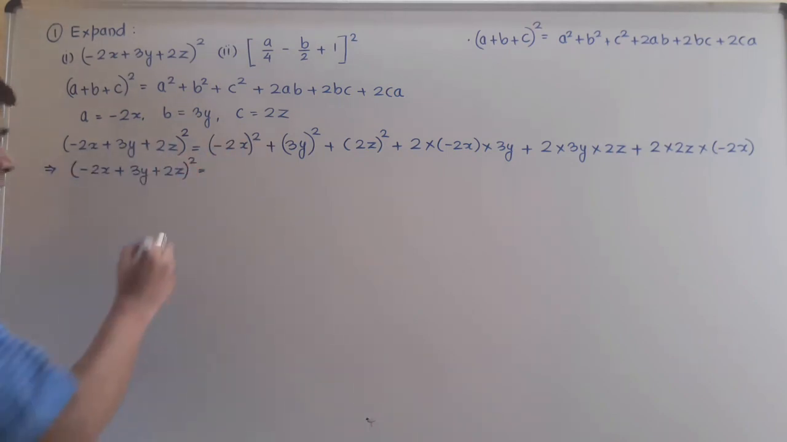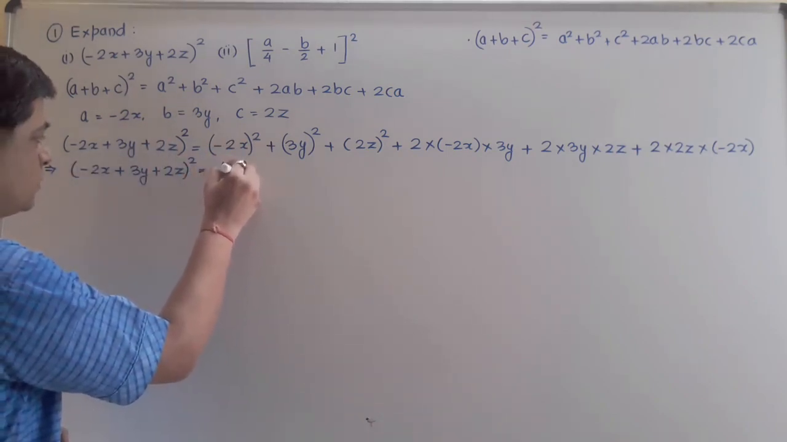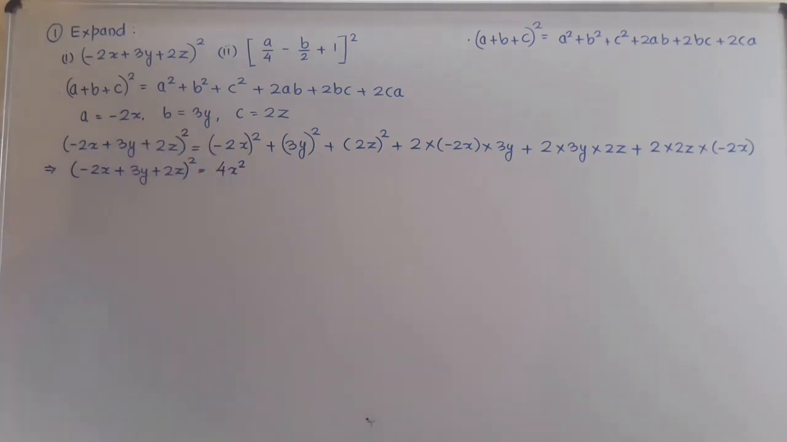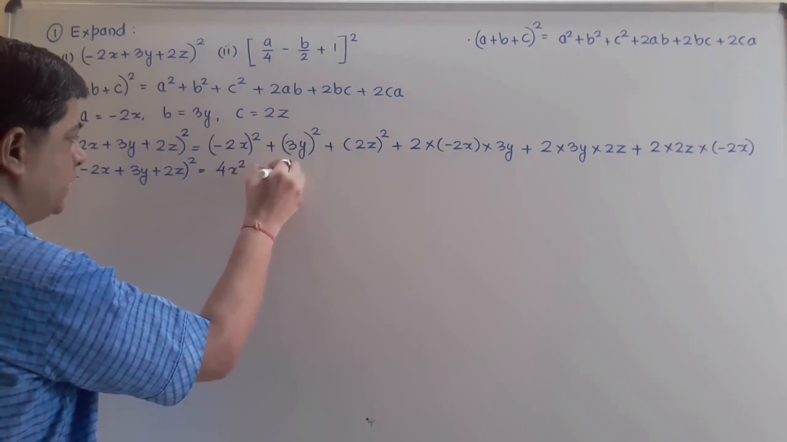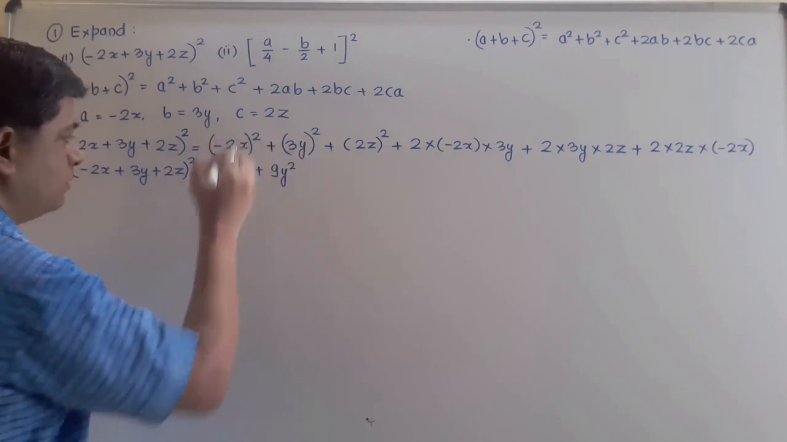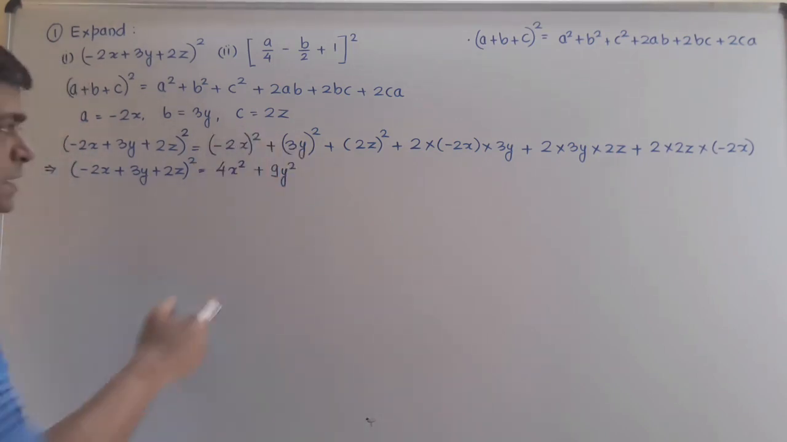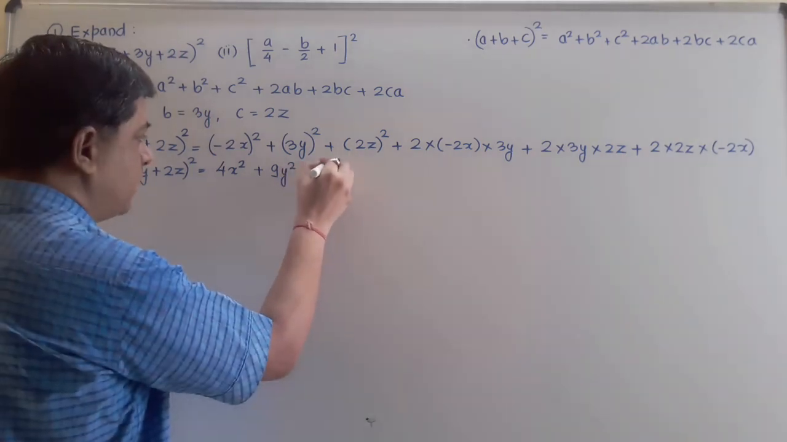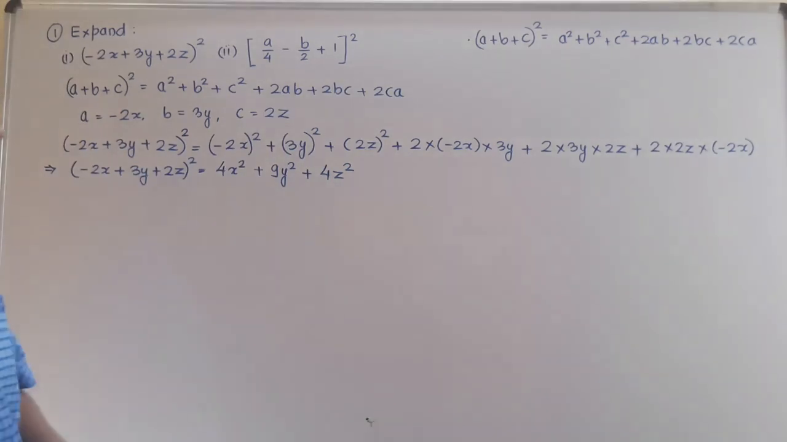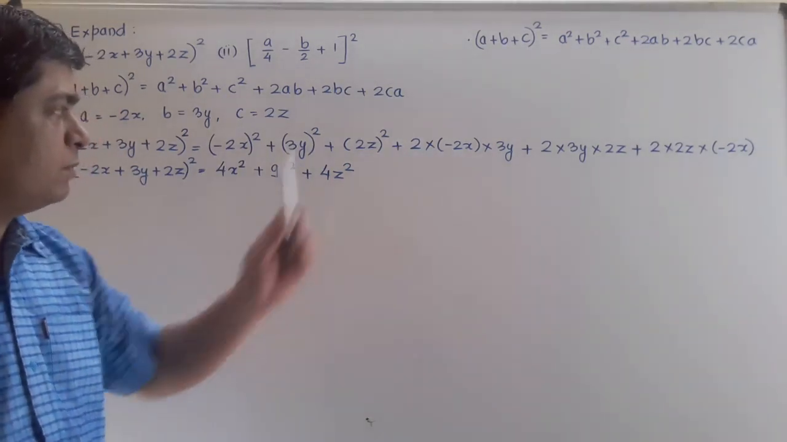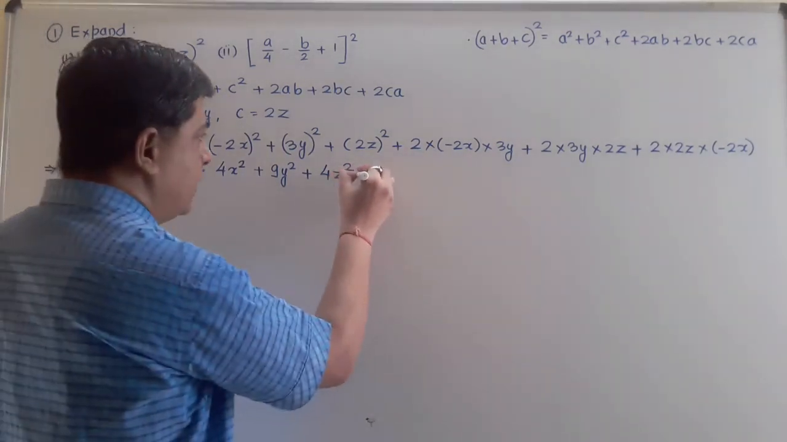Square of 2 will be equal to 4 and square of x will be equal to x square. Similarly, square of 3 will be equal to 9 and y square will be the same, y square. In the same way, 2z whole power 2 will become 4z square. Observe here, minus and plus will multiply, it will become minus.